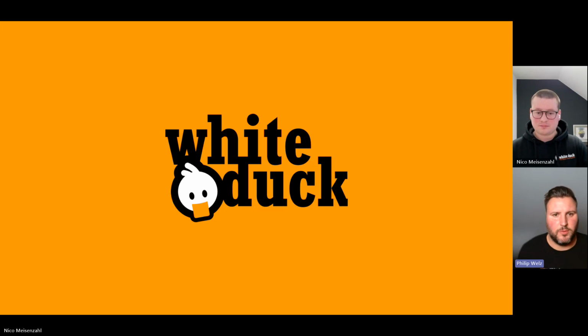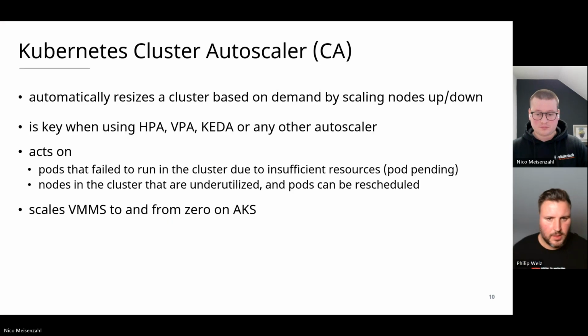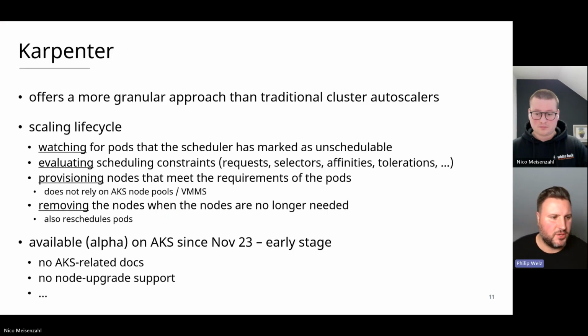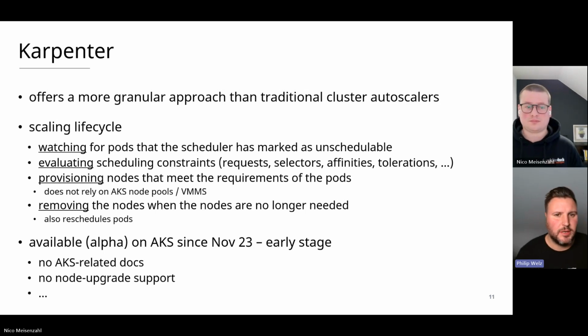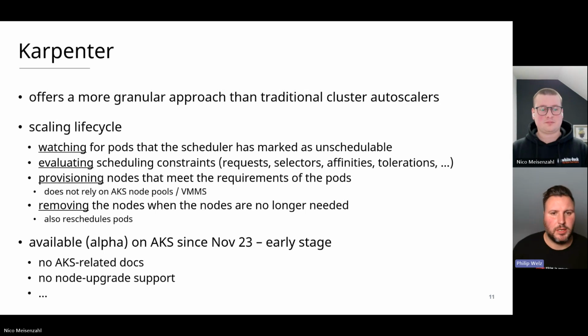Okay, then we are already almost finished. Last month there was KubeCon, and something happened that we had long waited for. The Karpenter project was introduced with Azure. The Karpenter project, which was founded by Amazon, AWS, is a more granular approach to the traditional cluster autoscaler. And the Karpenter project was now given to the Kubernetes SIG Autoscaling.